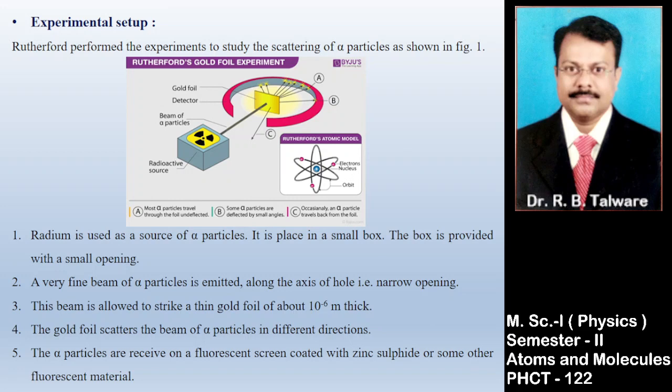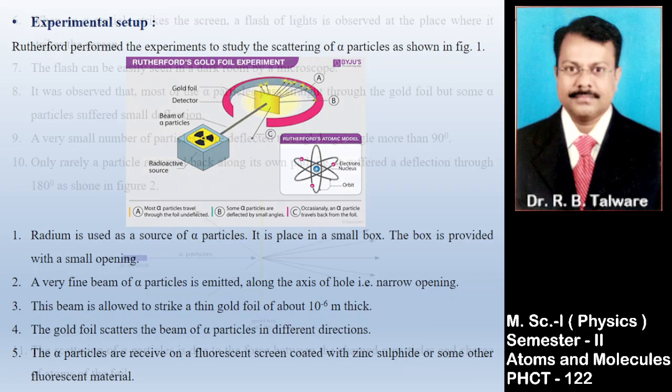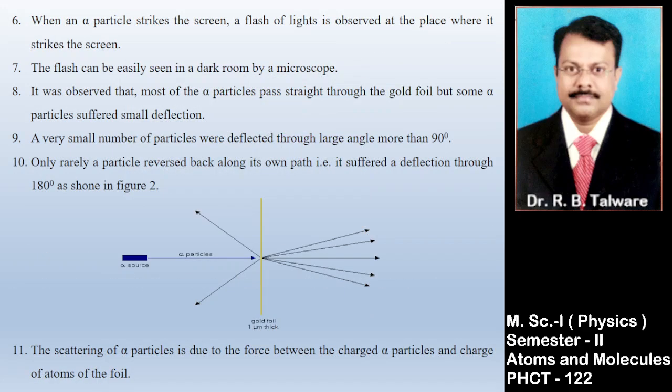The alpha particles are received on a fluorescent screen coated with zinc sulfide or some other fluorescent material. When an alpha particle strikes the screen, a flash of light is observed at the place where it strikes the screen. The flash can be easily seen in a dark room by a microscope.